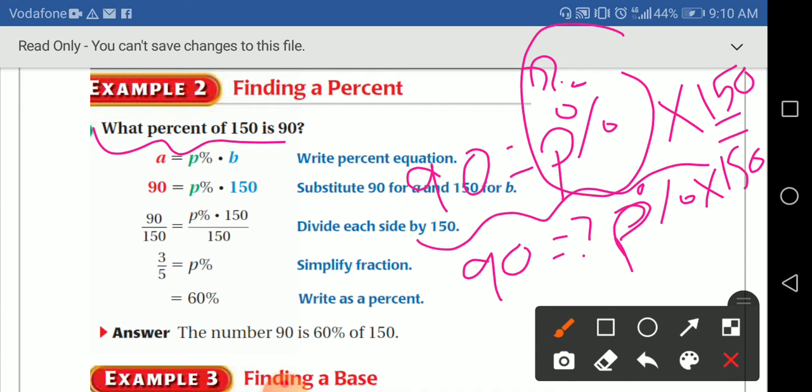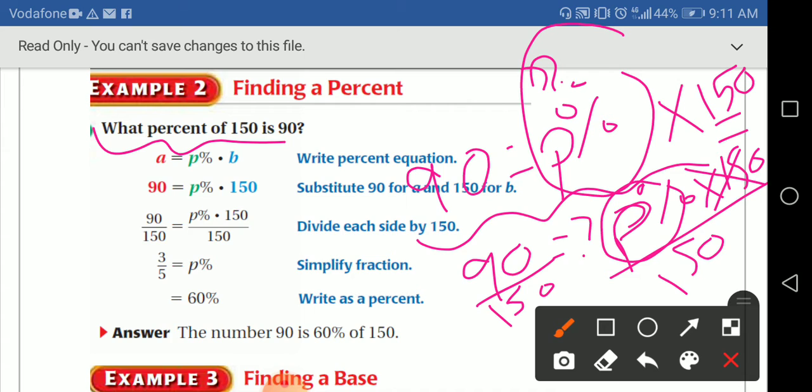So I need to get the percent. How can I get the percent? To get rid of the coefficient 150, divide both sides by 150. So the percent will be 90 over 150, and we will simplify. Simplify means divide by 30: what we divide down in the denominator, we divide in the numerator. So 90 divided by 30 is 3, and 150 divided by 30 gives me 5. Then I have 3 over 5.